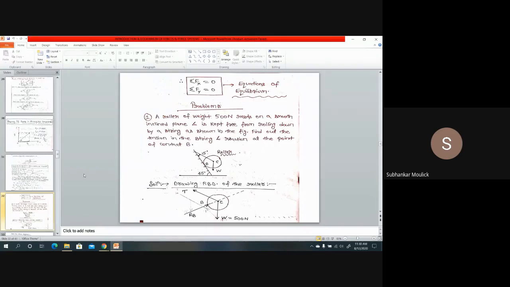Let us read what the problem is all about. A roller of weight 500 Newton rests on a smooth inclined plane. In the diagram, this is an inclined plane making an angle of 45 degrees with respect to the horizontal surface, and this is your roller. The weight of the roller is 500 Newton, and I know that the weight of any body acts from its center of gravity, and it is kept free from rolling down by a string.